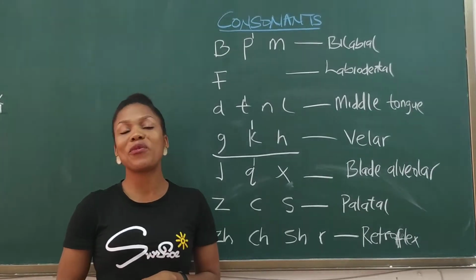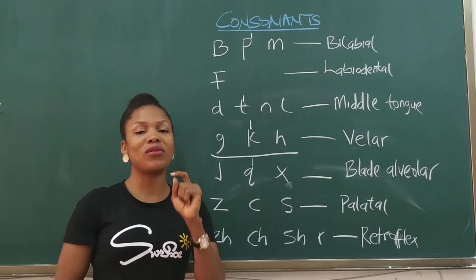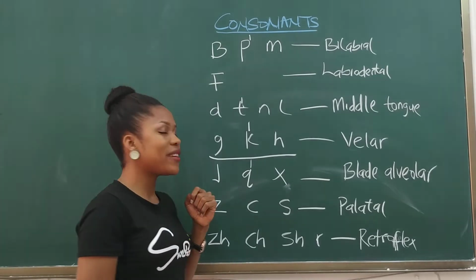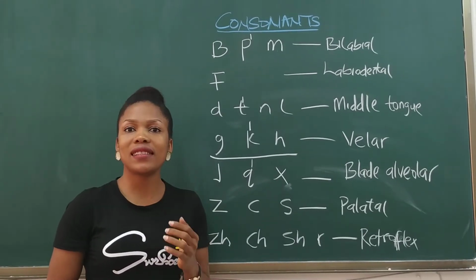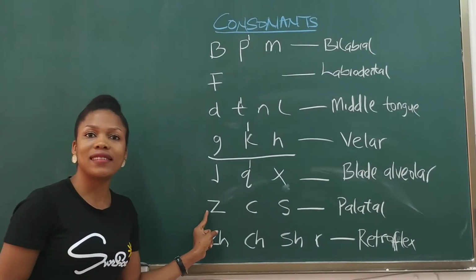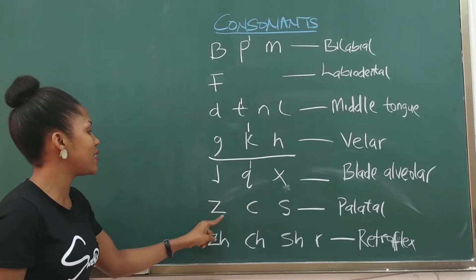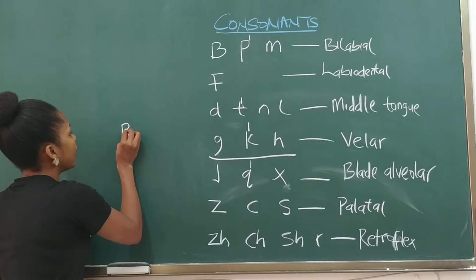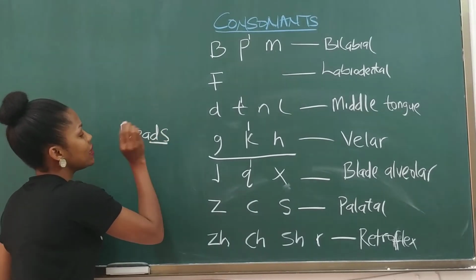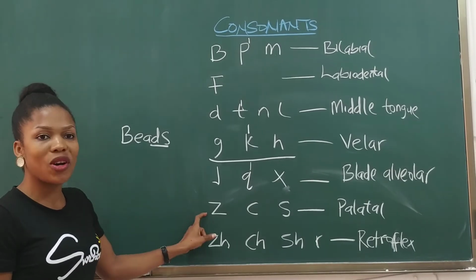Okay, so the next set is the palatal sounds. You pronounce them with the front of the tongue and with the hard palate. So it goes this way. That's for this. And this sound is more like beats. That's the sound of this.